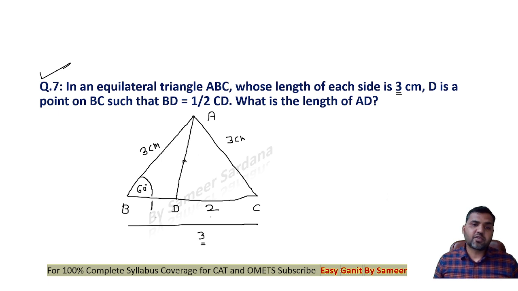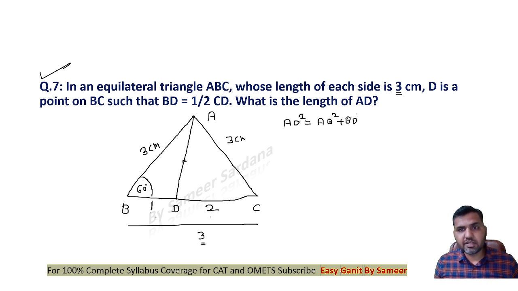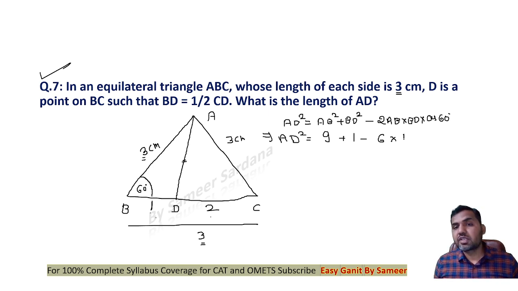Now AD is what I'm supposed to find out. I can straight away apply the cosine rule, right? AD square will be equal to AB square plus BD square minus 2 times AB into BD into cos 60 degree. AD square will be equal to AB, that is 3 whole square, 9, plus BD square, that is 1, minus 2 times AB into BD, that is 6, into cos 60. Cos 60 is same as 1 by 2, right?